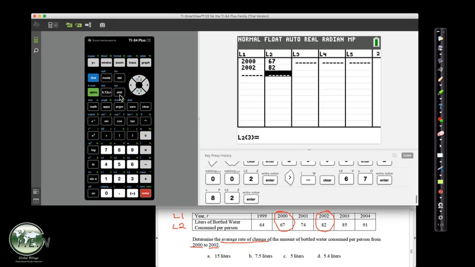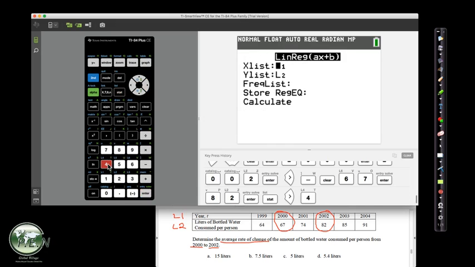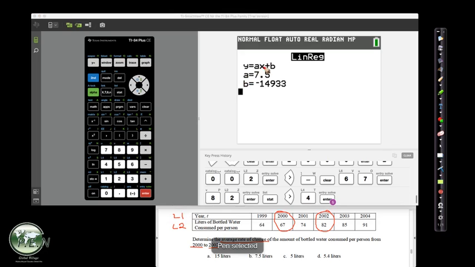We're going to go to Stat, over to Calc, down to number 4, which gives us the linear regression that contains the slope, which in this case is the slope of the line connecting the 2 points, and that is the average rate of change. So we see here it's the A value. The A is 7.5. And so in this one, a multiple choice test, we just have to circle that.